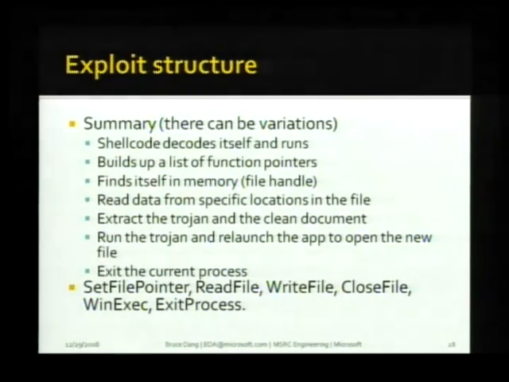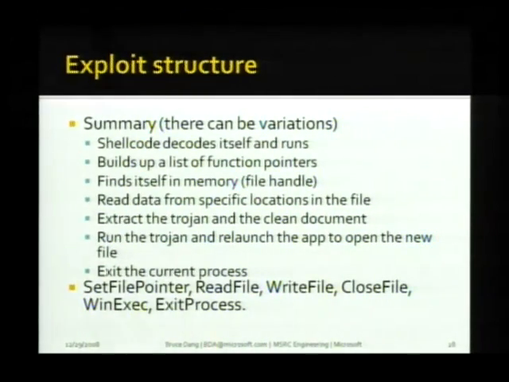Sometimes we use exit thread. And then once it built up that table of function pointers, it will do a file handle brute force, and then once it finds itself, it seeks to the offset, and then they already know ahead of time how big the Trojan is, so they just read that much and then they write to disk. And typically they'll extract it to the temp folder, and then they run it.